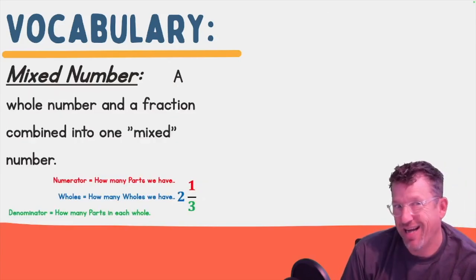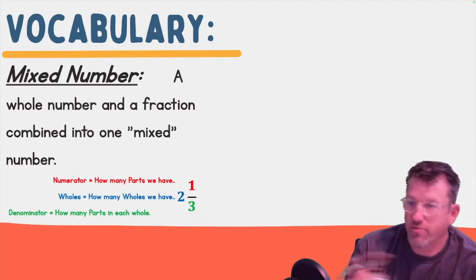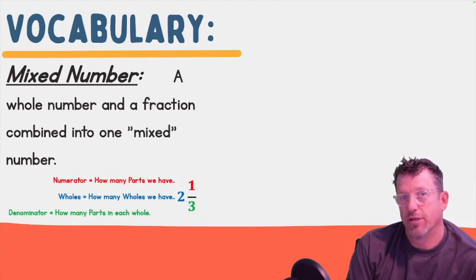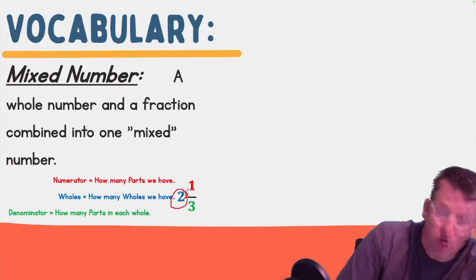And a mixed number, I kind of just showed you that right there. And a mixed number is an improper fraction that is turned into a mixed number. And so a mixed number simply means you have a whole number. So look at this one down here. We have 2 whole pizzas.